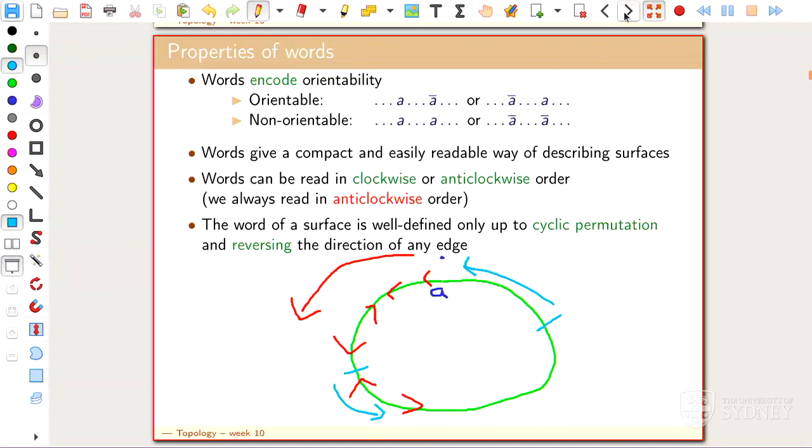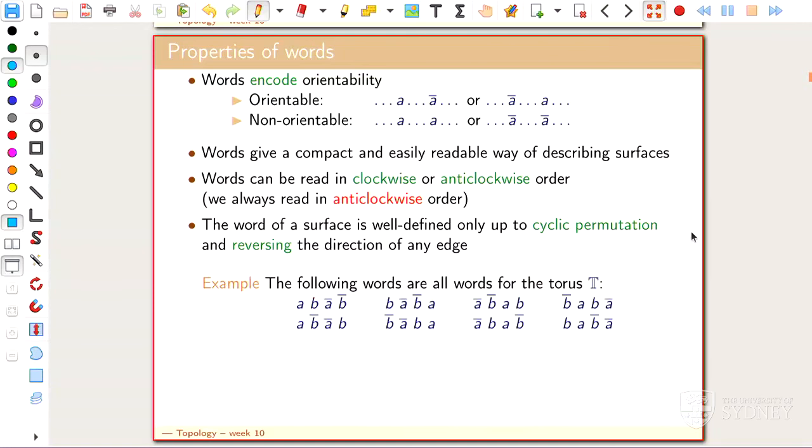Okay. So here's an example. All of these are patterns for the torus. Let's have a look at them. The first one is the one I showed you. Let me write down the torus again: A, B, A, B, and then it goes in the opposite direction: A bar, and in the opposite direction, B bar.